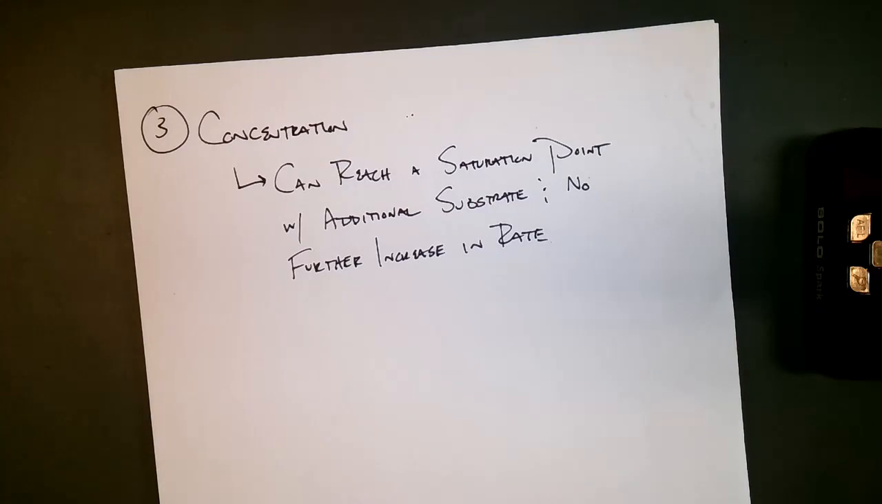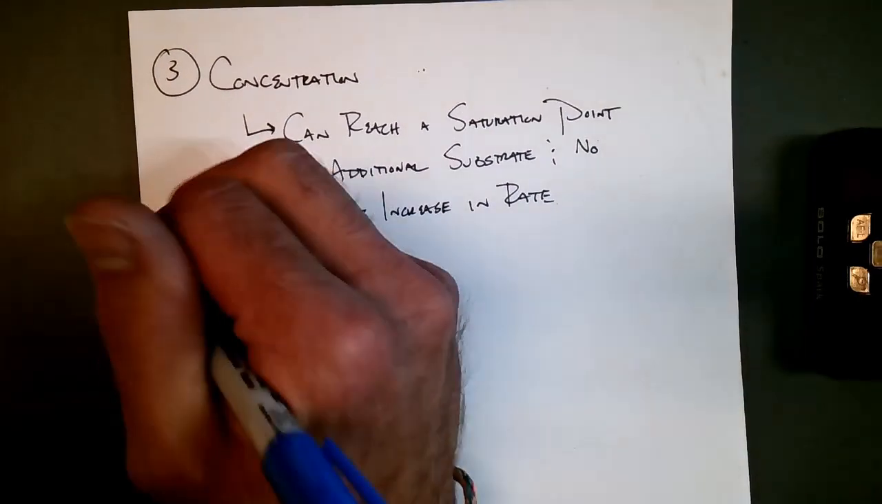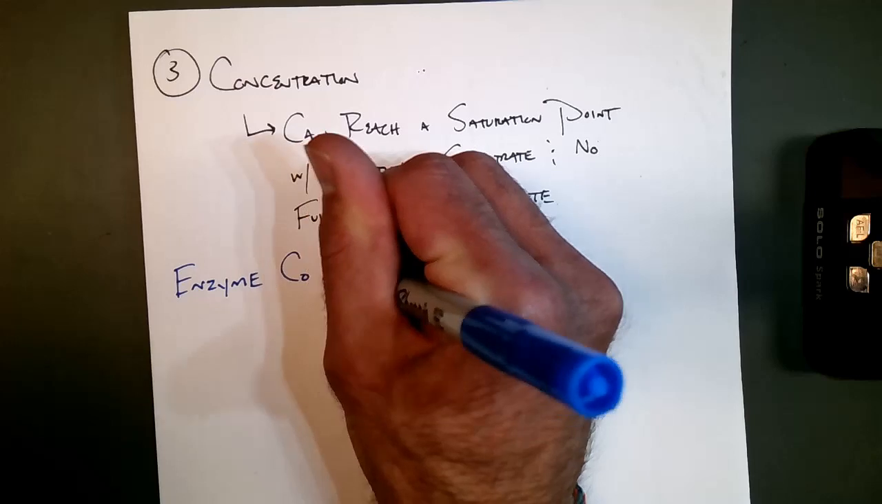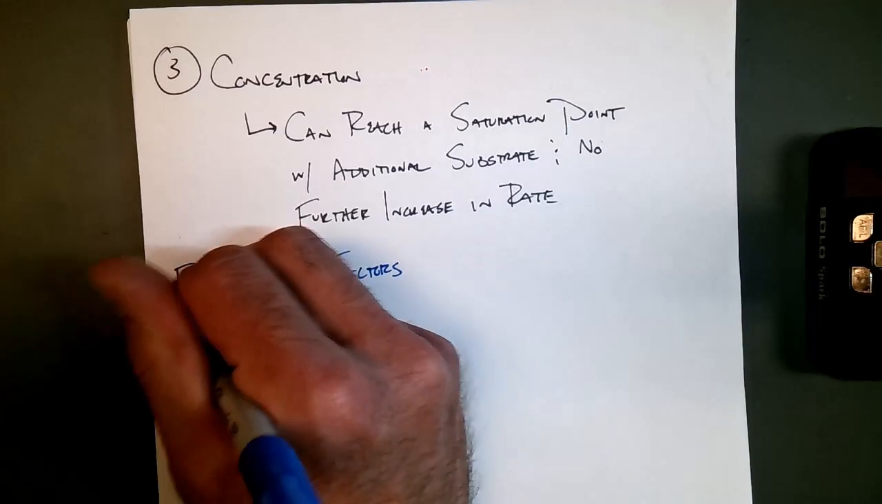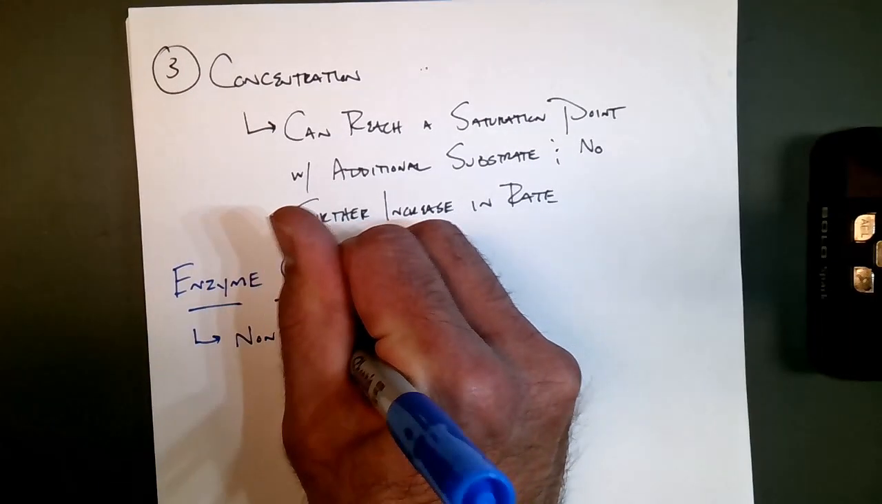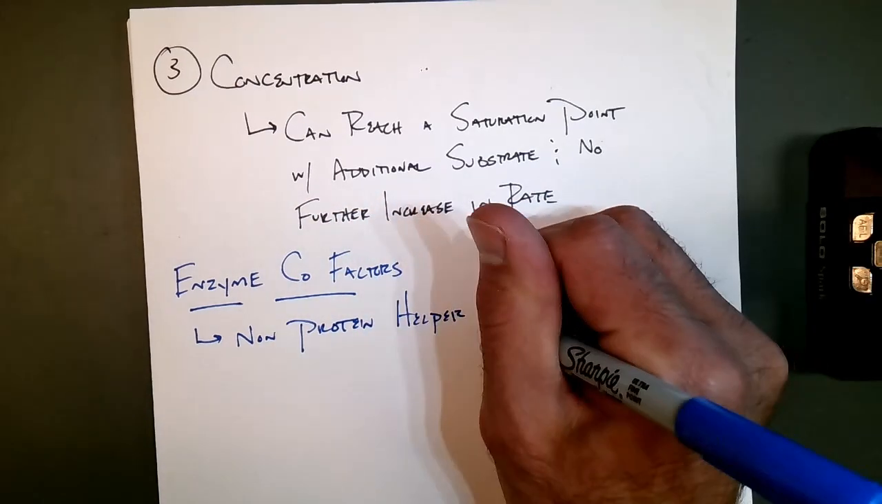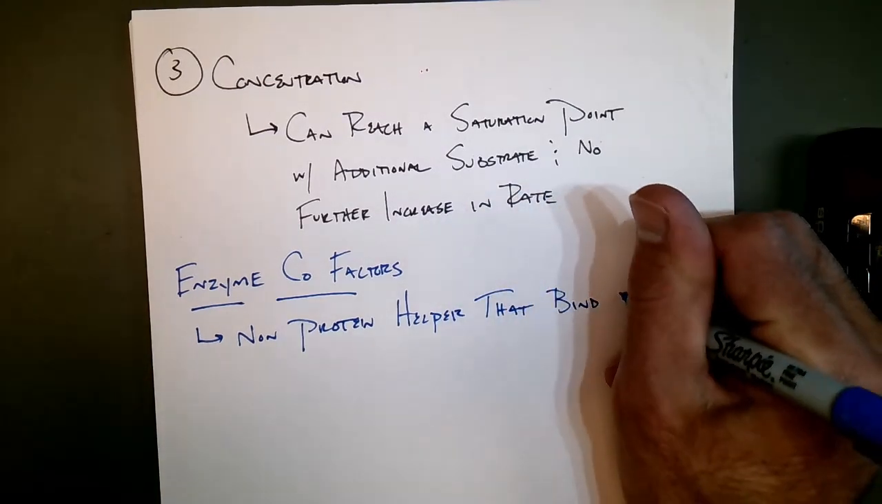A couple other things that we'll make a note of: there's something called a cofactor. Sometimes we have non-protein helpers that bind and aid activity. These are called enzyme cofactors. A lot of times these are going to be nucleotides. So these are non-protein helpers that bind and aid activity.